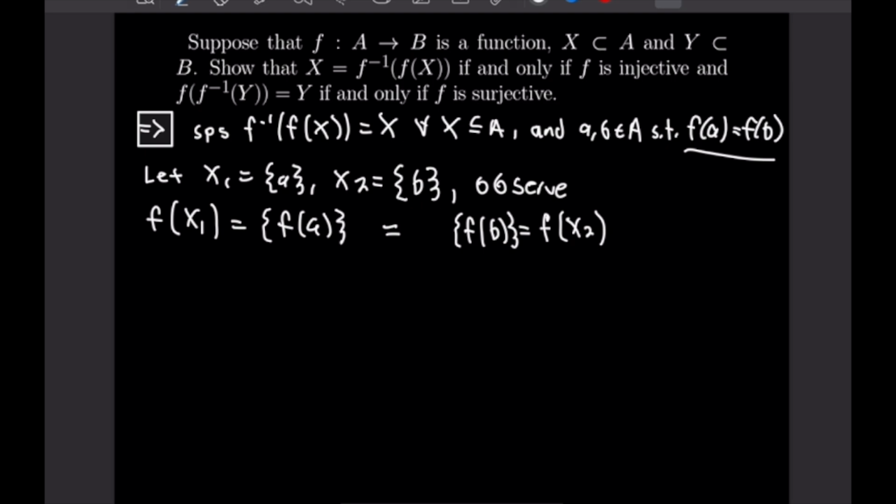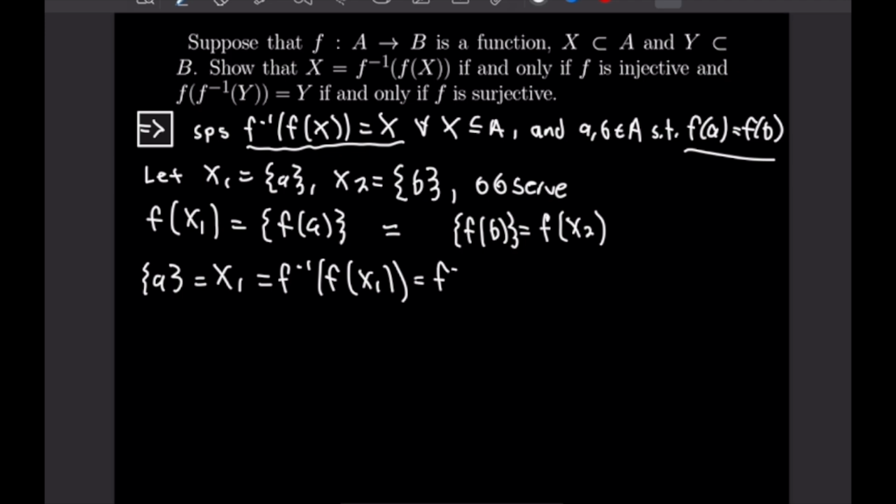But from our definition of the preimage of the image of x up here, that means we can write our singleton A in the following way. We have A is equal to x1, which is equal to the preimage of the image of x1, which from our equation above we know will be equal to the preimage of the image of x2, which is of course equal to x2 by our assumption up here. And then that will be equal to the singleton B.